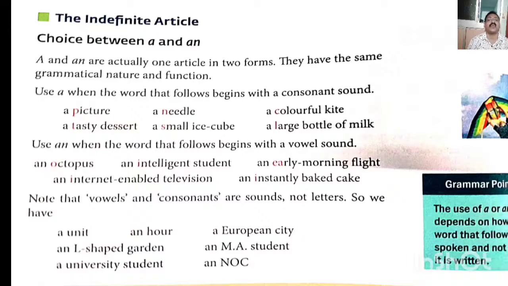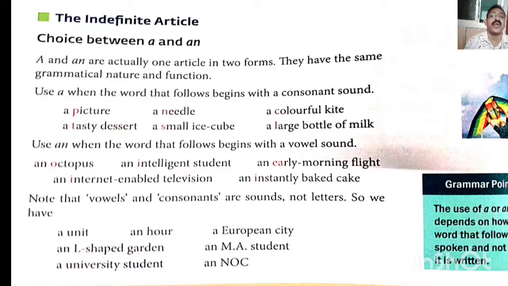Use "a" when the word that follows begins with a consonant sound, which means "a" is used before a word that begins with a consonant sound. Consonant, you know children, there are 26 letters in the English alphabet. Out of those 26, 5 are vowels: A, E, I, O, U, and the rest of the 21 letters are consonants.